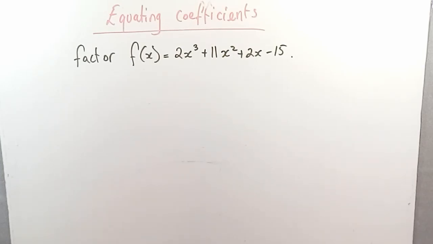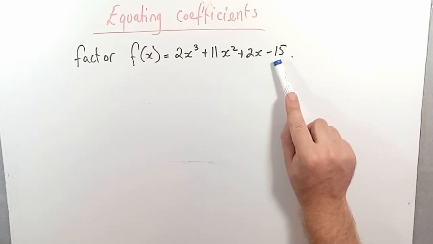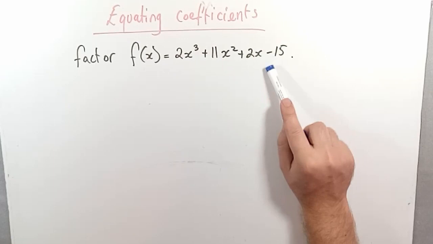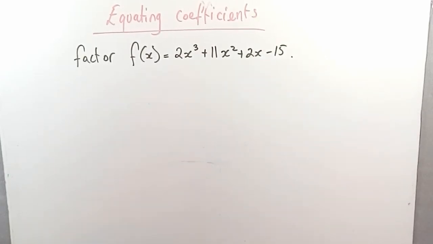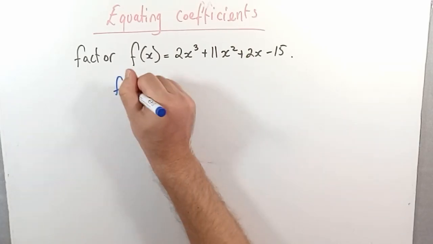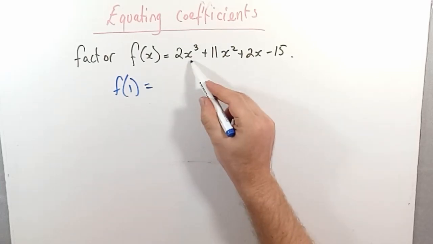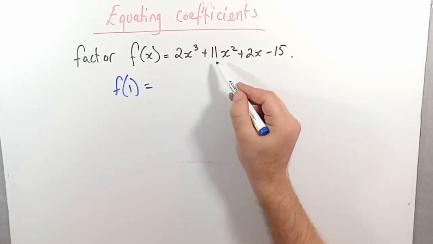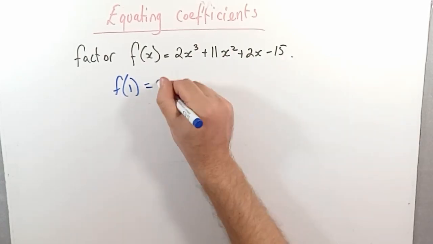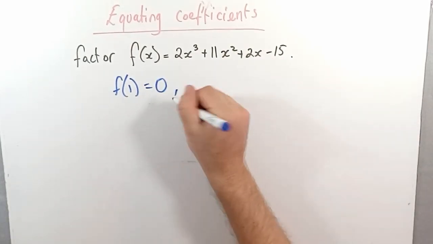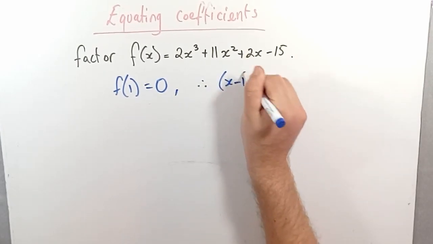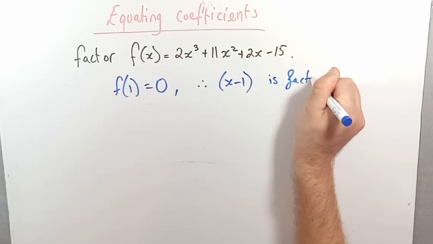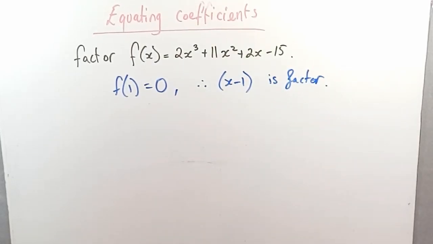So I look at factors of 15 first because it's going to be a factor of 15 in order for it to factorize. Let's just use 1 because 1 is easy. So f of 1, let's have a look at that. I just look at the coefficients here: 2 plus 11 plus 2, that's 15, minus 15 is 0. Perfect, that's what I'm looking for. Therefore, I know that x minus 1 is a factor. So 1's a good one to look at. If I didn't get 1, maybe I'd choose negative 1 and see if that one's a factor as well.